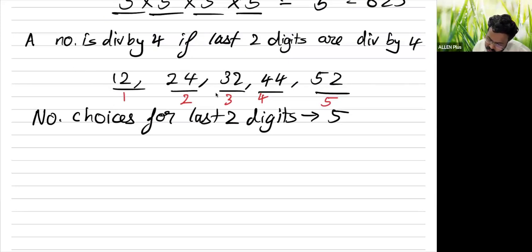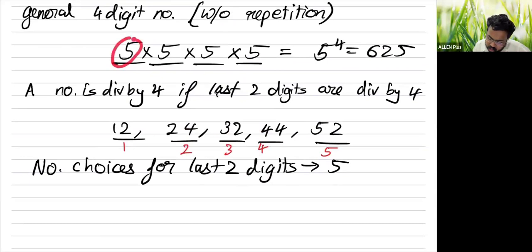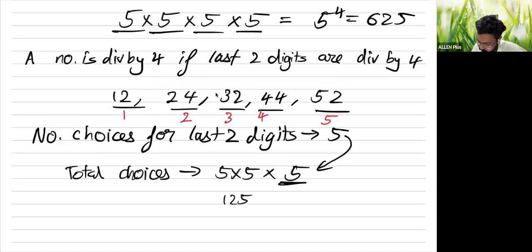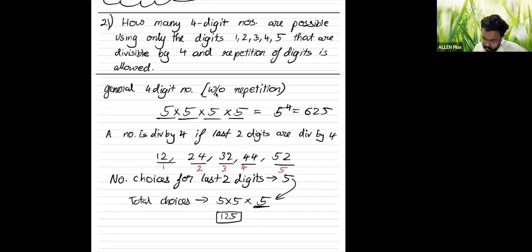So the number of choices for the last 2 digits is 5, and the first 2 digits also have 5 choices each. So the total will be 5 times 5 times 5, and this is for that last 2 digits. So the answer will be 125. Okay.